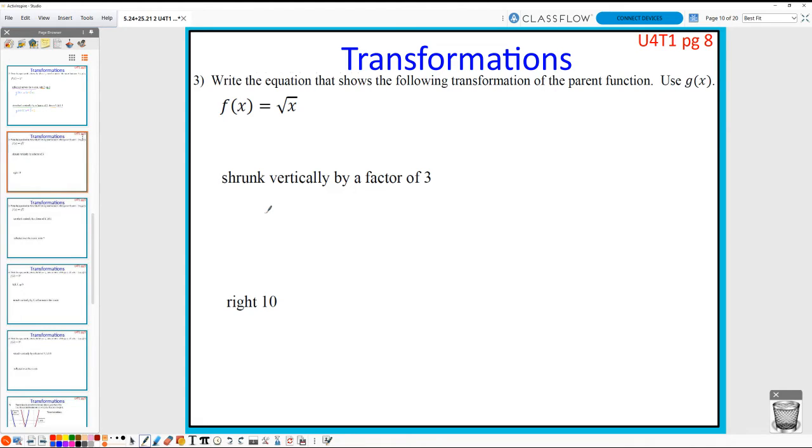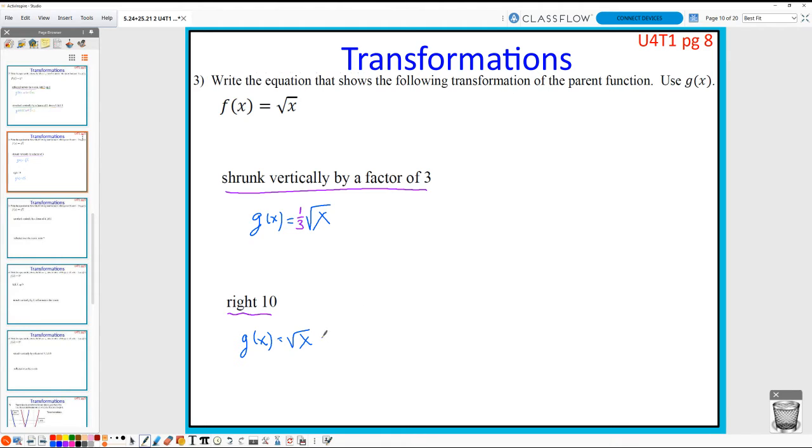Okay, my main function here is g of x is equal to the square root of x. This one is a great one. It's a little bit tricky here. For this one, it's shrunk vertically by a factor of 3. Now, you might be tempted to say, well, it's a vertical dilation. It's 3. But remember, this is going to stretch it out. So because it's a shrinking, this is actually going to be 1/3. Right? By a factor of 3 means you're going to divide by the 3.